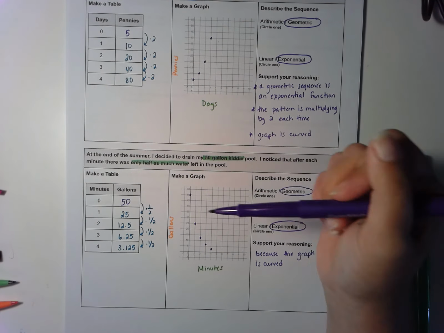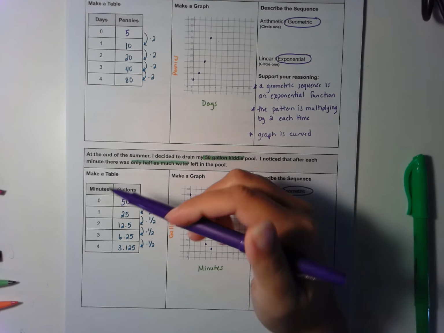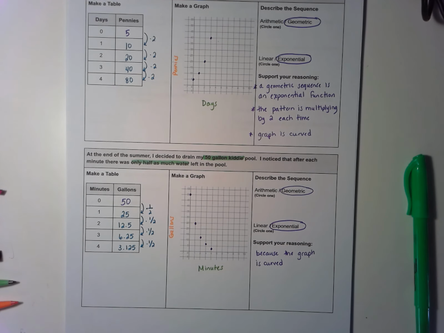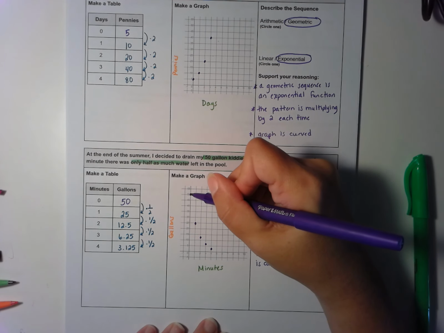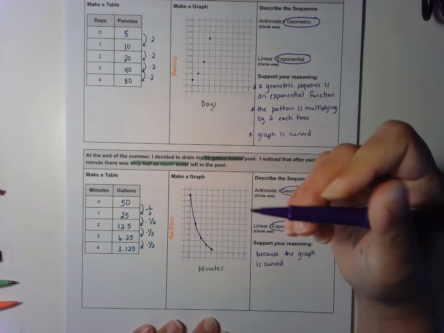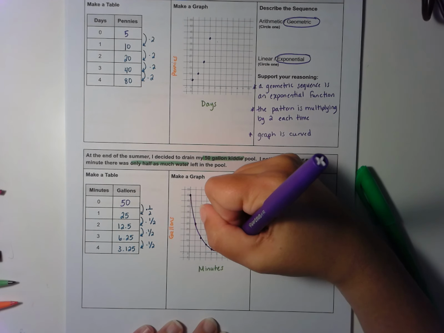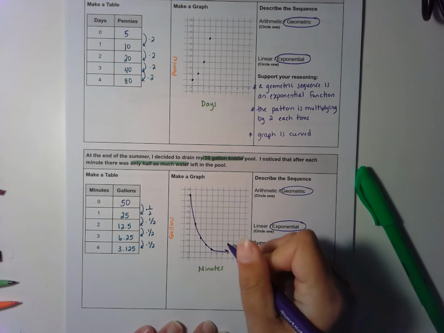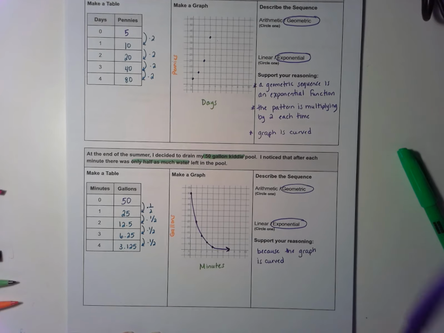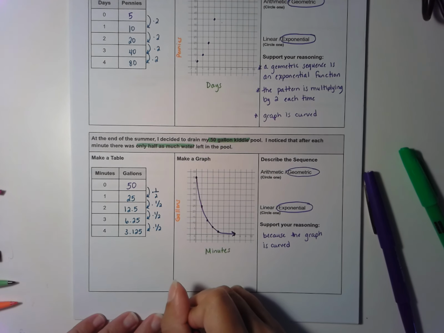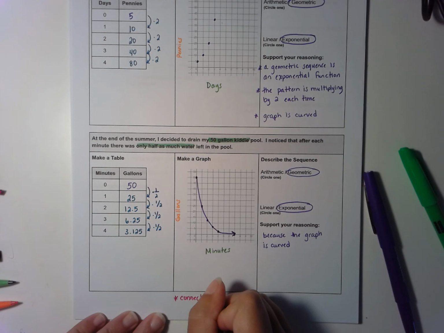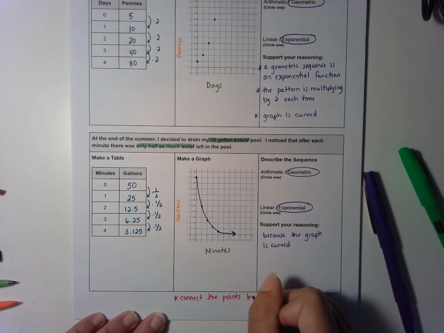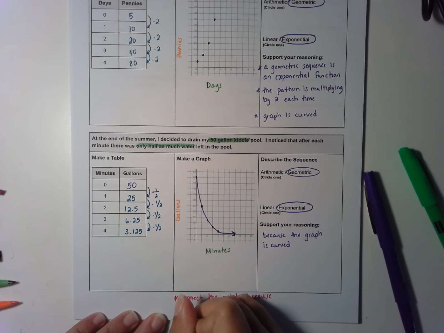However, in this second graph, if it's water flowing out of a pool, it's not going to jump straight from having 50 to 25 gallons. It's going to gradually go down. So I would connect the dots with a nice curved graph here that kind of flattens out at the end. You can see from the shape of the graph, it's kind of flattening out over here on the side. And this time we do connect the dots because water flows gradually.